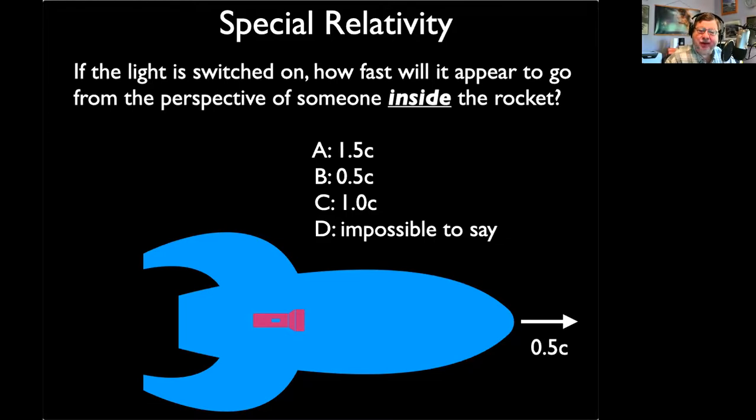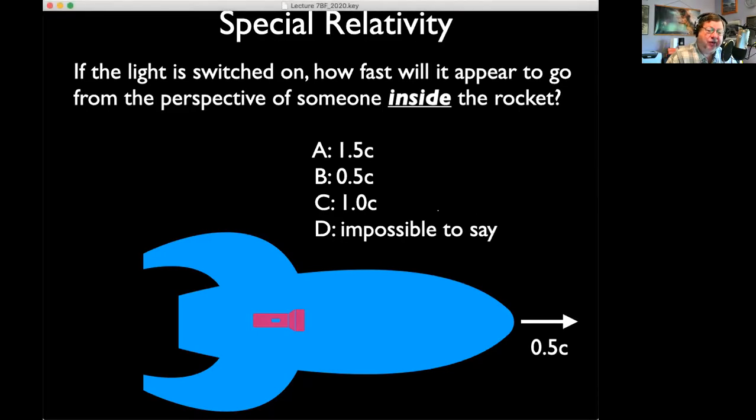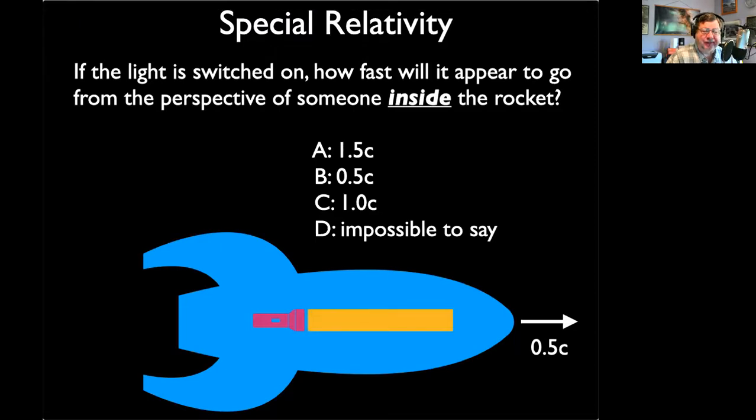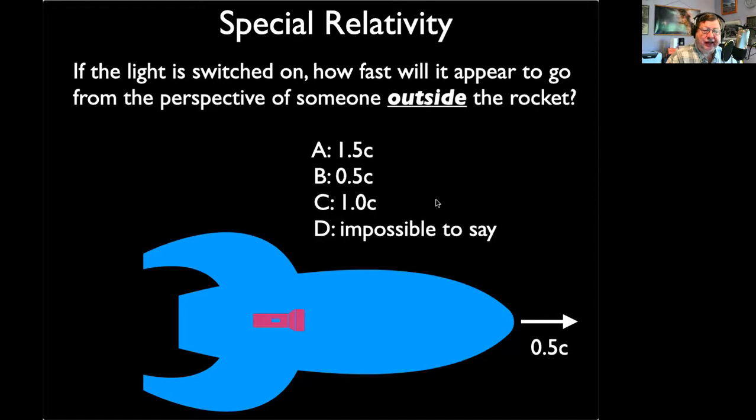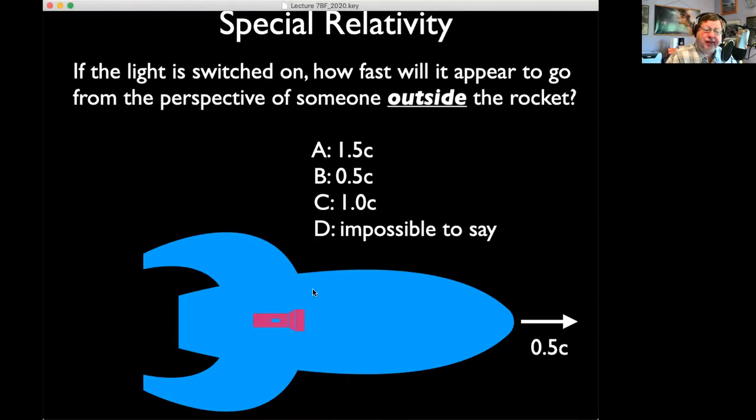Okay. So 5, 4, 3, 2, 1. Okay. So most of you said that if the light switched on, it will appear to go the speed of light inside the spaceship, and that's common sense. For number 2, most of you said that it would also appear to go the speed of light from outside the spaceship, which makes no sense. So here we go. Inside the spaceship, it looks like it's the speed of light inside, but it's also 1.0 c outside. And again, if you think about it in terms of balls, this can't be.